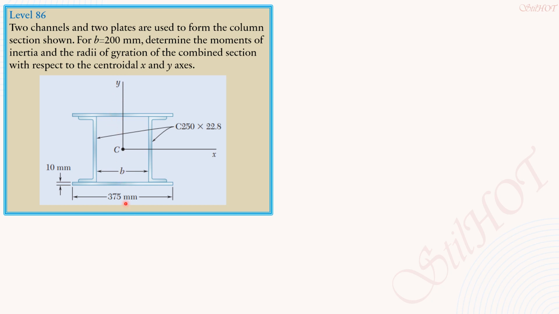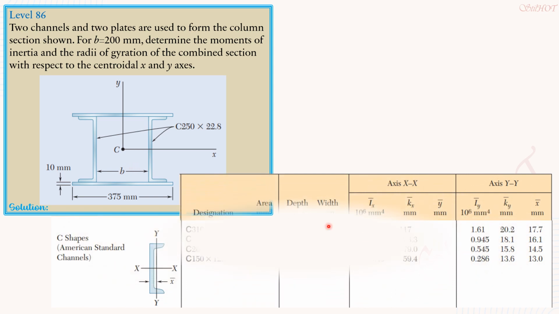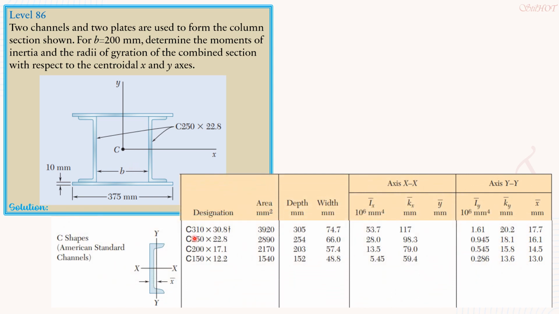The plates have dimensions 375 mm by 10 mm. And we need the orientation of this channel and the properties of this channel from the clip of the book by Beer and Johnson. So for our solution, here is the table, and this is the channel 250 by 22.8, and this is the orientation, and these are the properties of the channel.